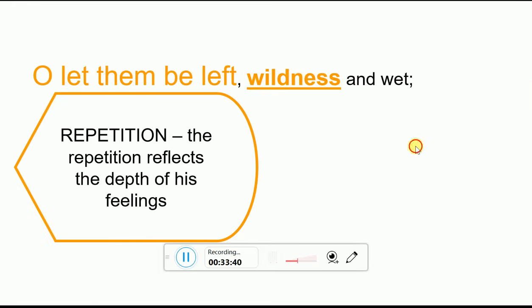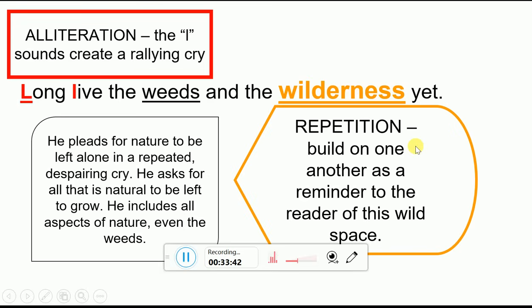And then he closes the poem with an interesting line to say, long live the weeds and the wilderness yet, which in a normal context, we see weeds as unwanted plants, but because he appreciates nature, he says, let them live. And there's that repetition of L here, which is alliterative, to say long live. He pleads for nature to be left alone in a repeated despairing cry. He asks for all that is natural to be left to grow.